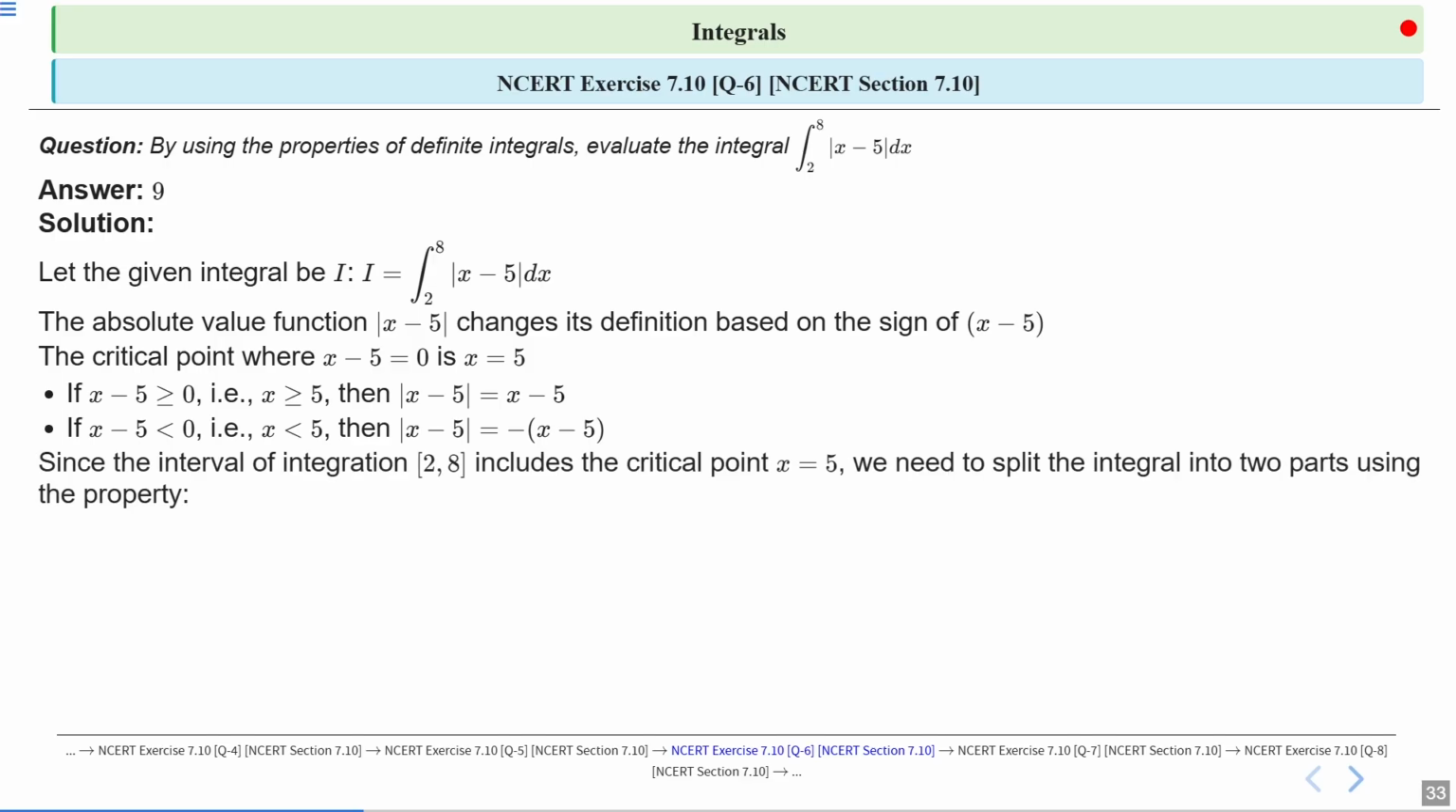So the interval of integration 2 to 8 includes the critical point x equal to 5. We need to split the integral into two parts using the property that the integral from a to b of f(x) dx is equal to the integral from a to c of f(x) dx plus the integral from c to b of f(x) dx. Here a is 2, b is 8 and the critical point c is 5.